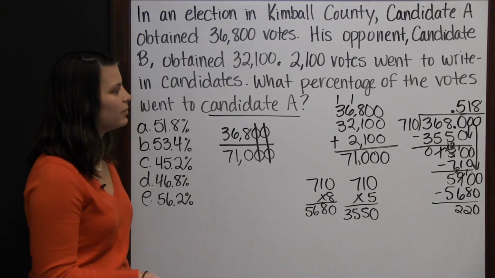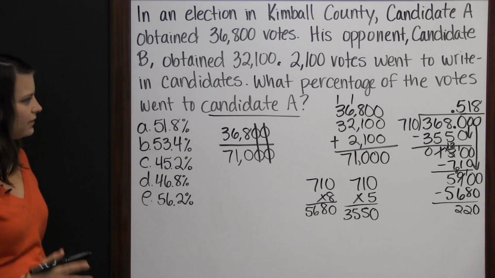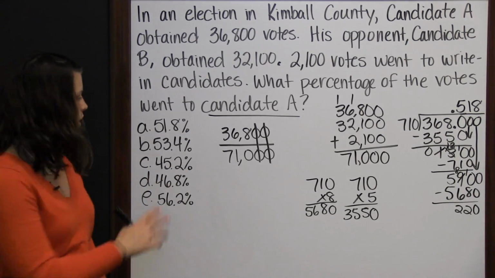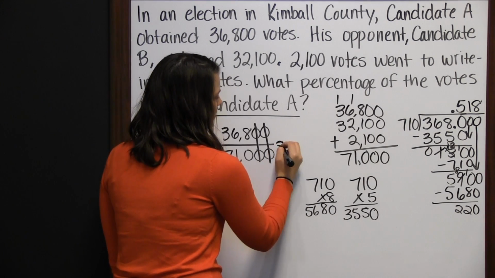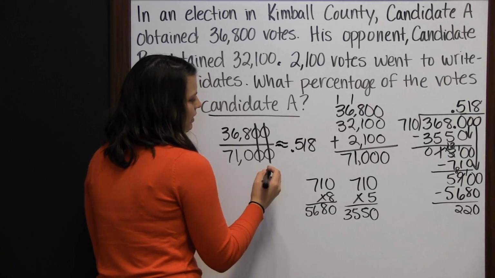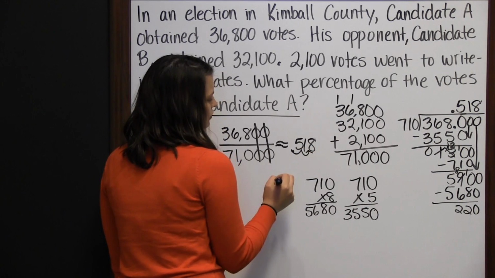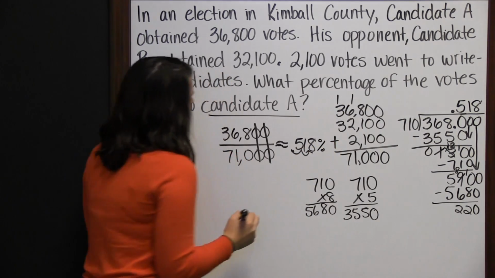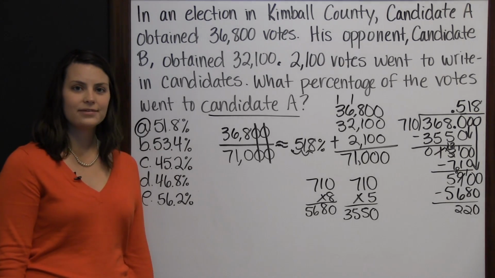And we could keep going, but really, that's all I need to know, because as I look at my answers, it's very clear which one of these is my answer. This is, well, it's about 518 thousandths, and then when we change it into our percent, we move our decimal 2 places to the right, we get 51 and 0.8%, which is answer A.